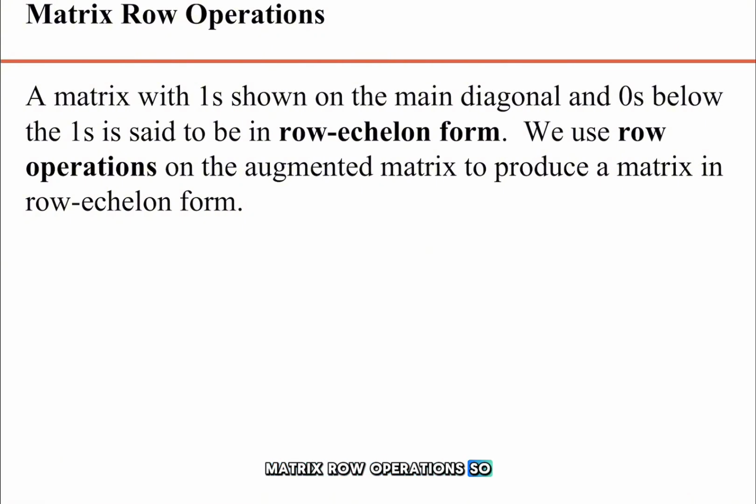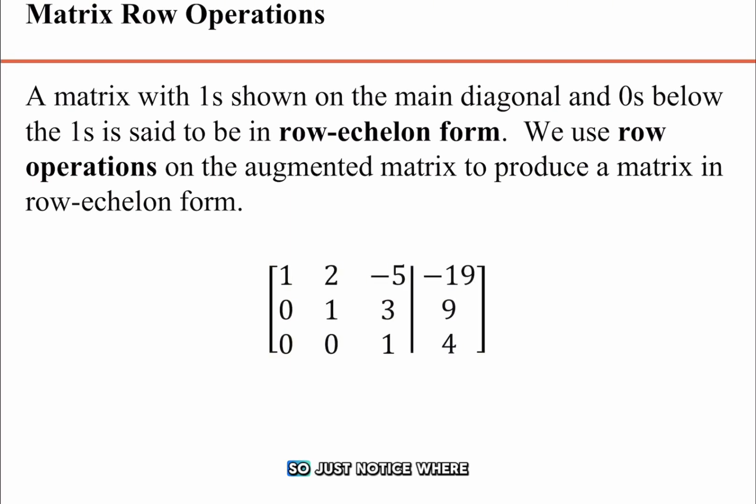Matrix row operations. There are many different ways that you can maneuver items inside the matrix, but you do have to stick with row operations in terms of how you move them around, what you add and subtract, and where you place things. A matrix with ones shown on the main diagonal and zeros below the ones is said to be in row echelon form. We use row operations on the augmented matrix to produce a matrix in row echelon form. So just notice where those zeros are and where the diagonal of ones are.